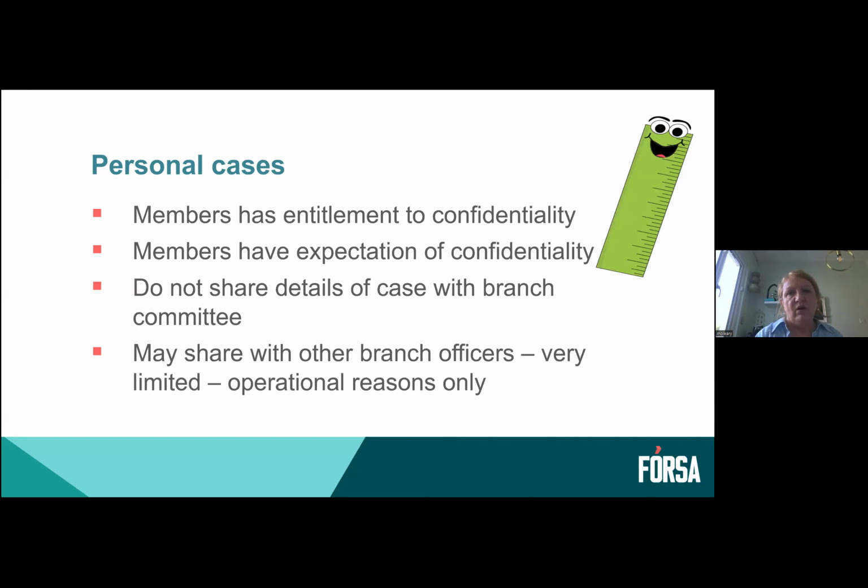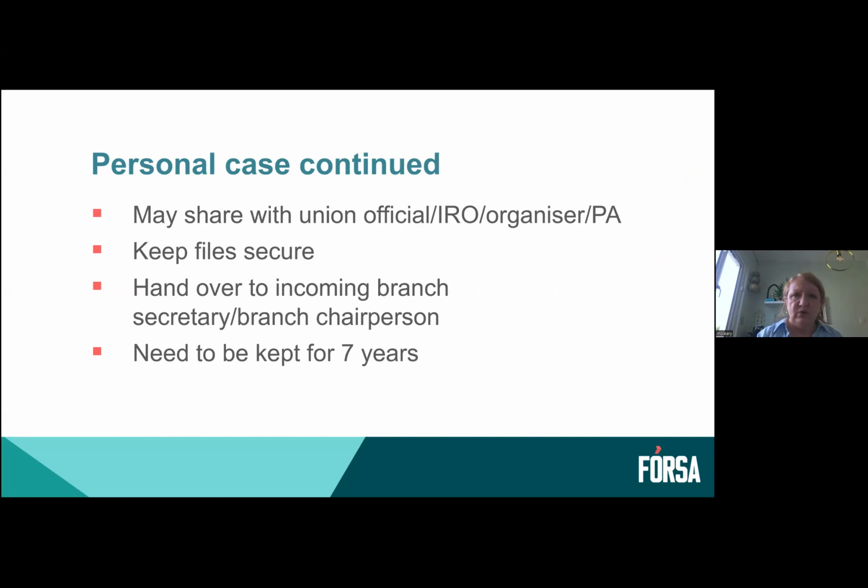So they want to know that only the people within the union that need to know the details of their case see that case. It wouldn't be appropriate that details of a case would go to a branch committee. It may be appropriate to say we're dealing with 7 personal cases at the moment, and the issues are A, B, C, D, and E, but you wouldn't generally go into the details of the case. Obviously, it may need to be shared with another branch officer if that officer is going to be dealing with the case, and then with union staff and things like that. But again, it's appropriate personnel, for an operational reason, and on a need-only basis.